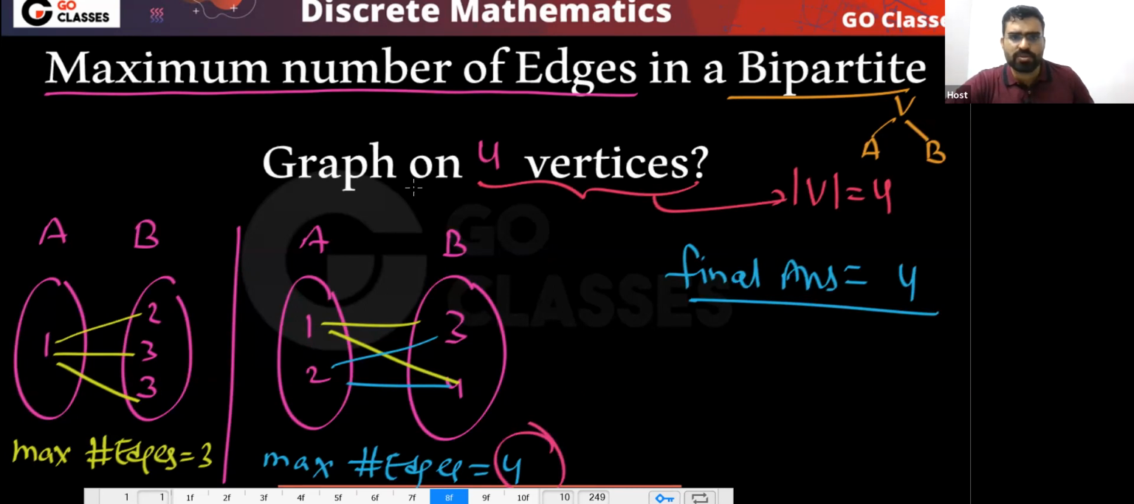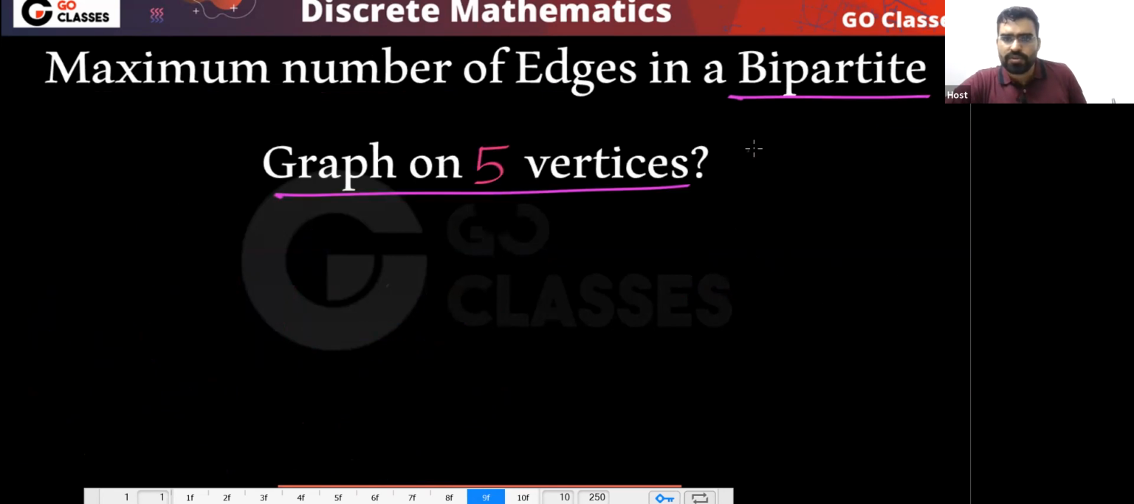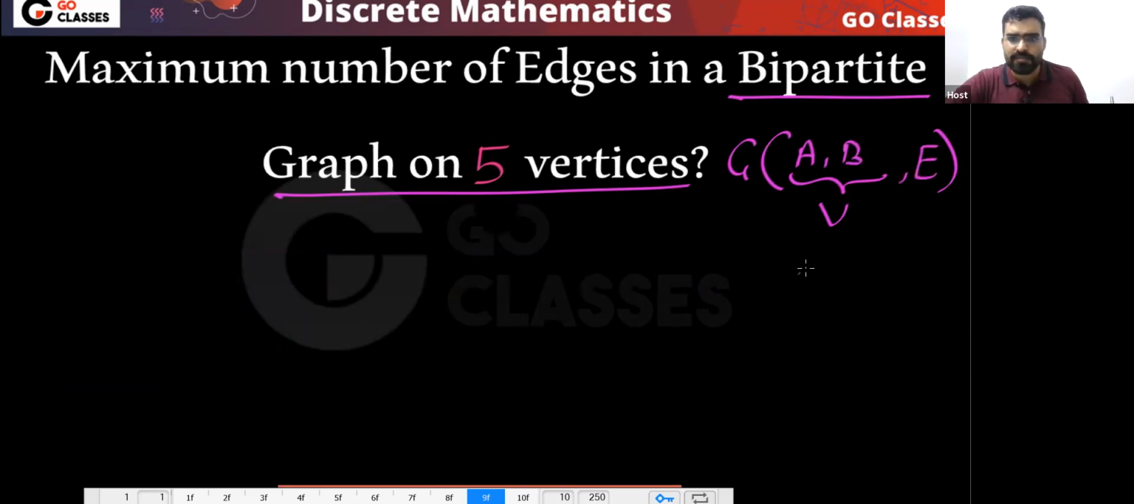Let's see this question on 5 vertices. Now what this question is asking: you have a bipartite graph on 5 vertices. So remember, your graph is a bipartite graph. This is your set of vertices, here you have two parts A, B, and this is your set of edges. This is a bipartite graph.